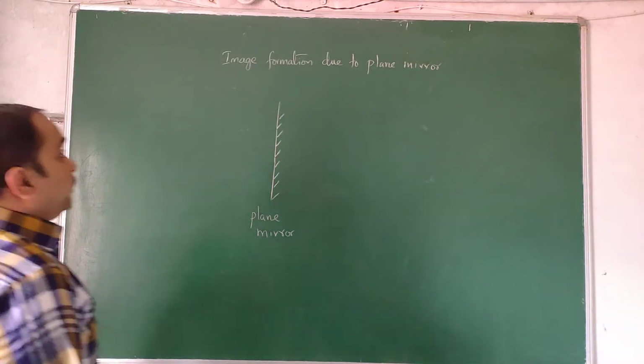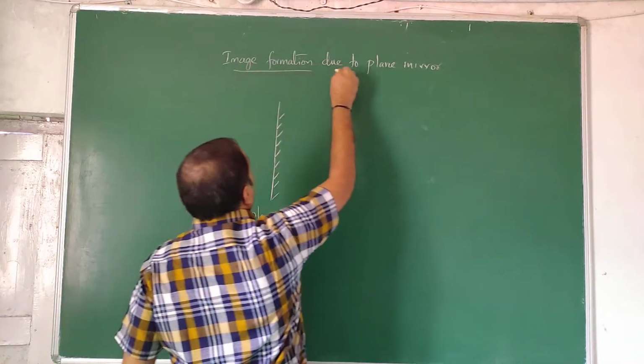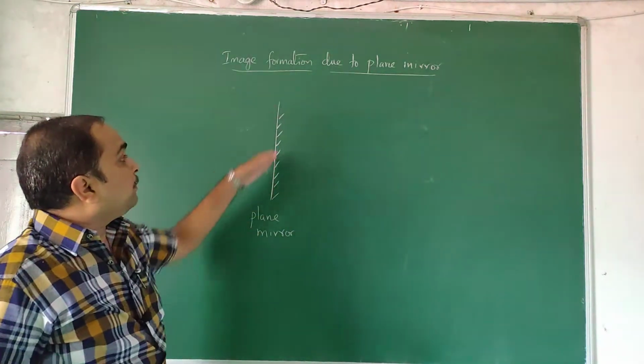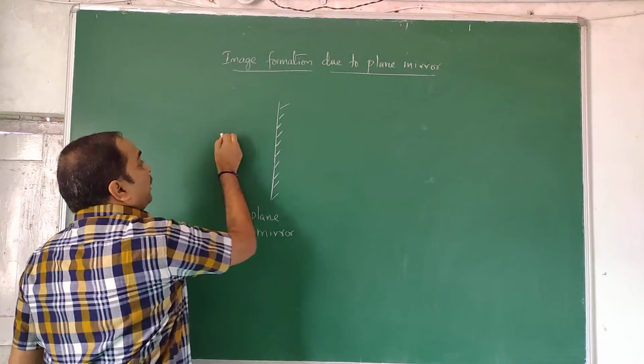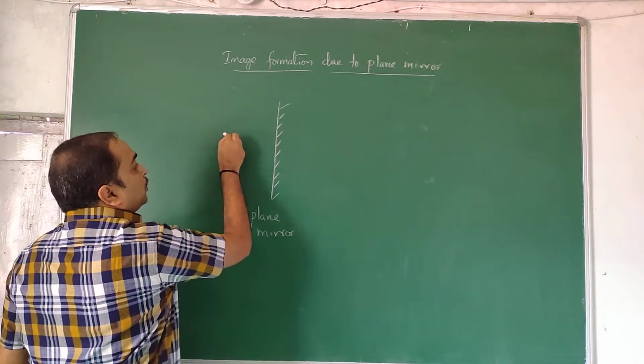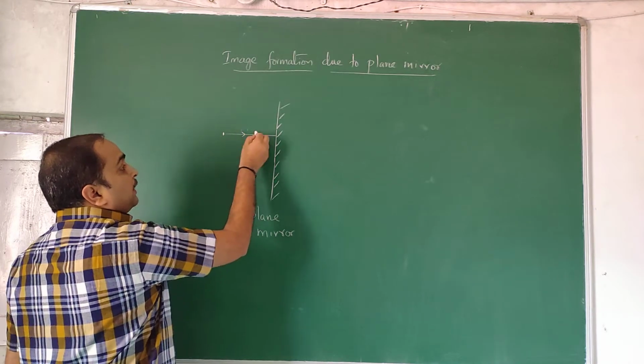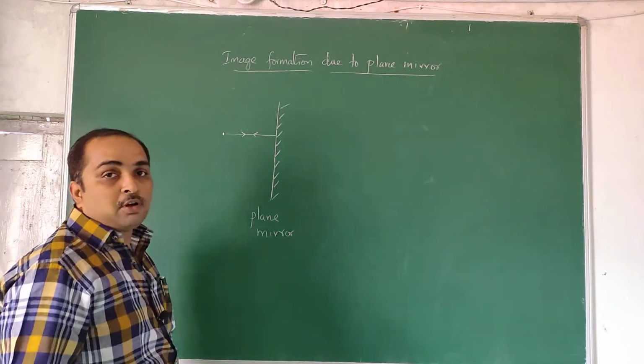Hey students, we are going to start problems related to theory. Image formation due to a plane mirror. You have a plane mirror like this. We have a point object. So I draw a line like this. This is normal. So the incident ray goes like this, the reflected ray comes back like this. I told you that is called normal incidence.